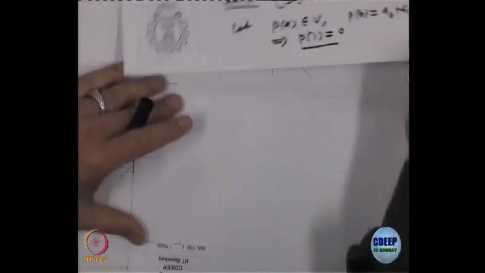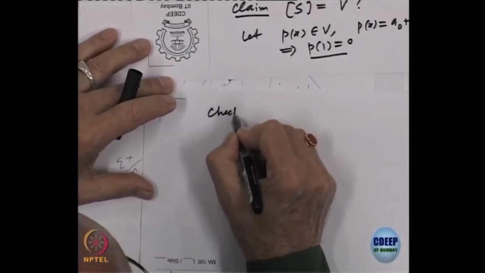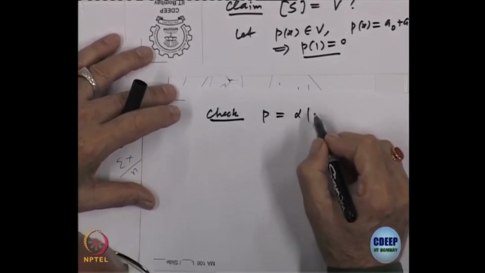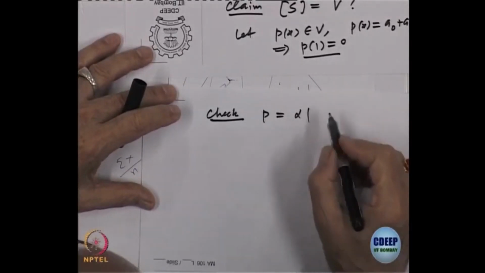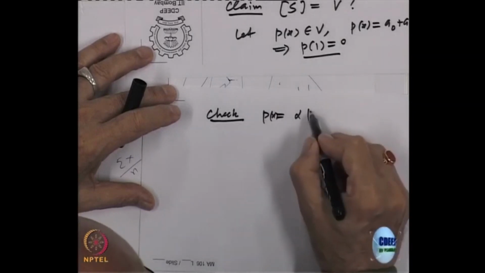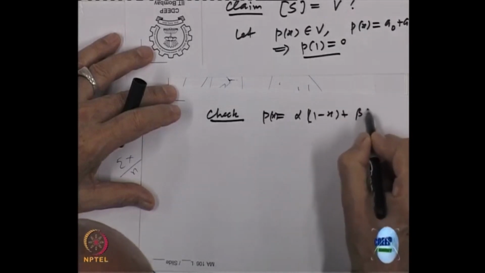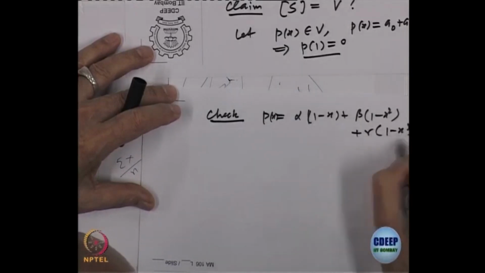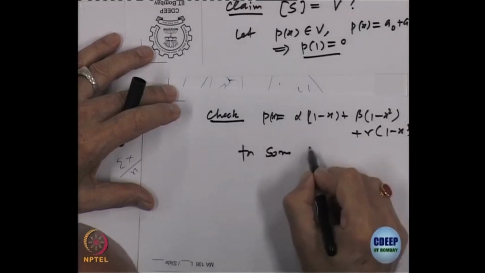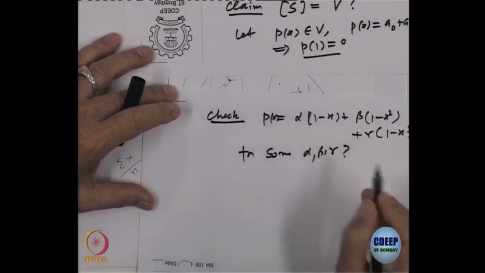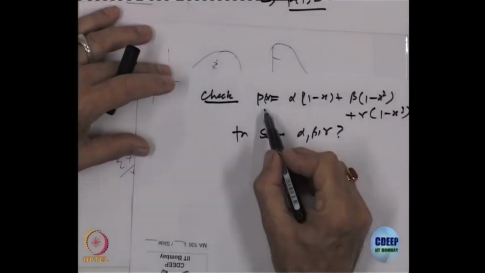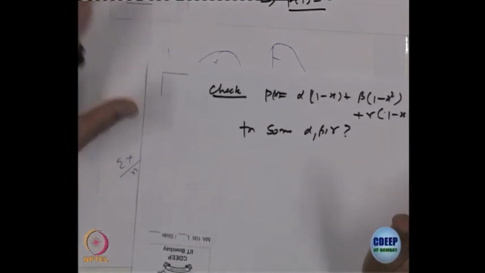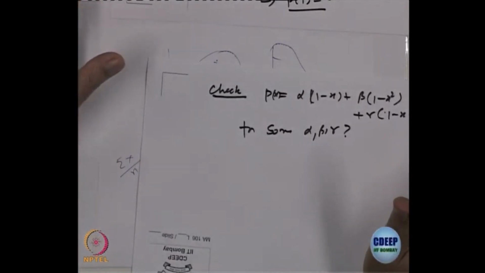I should check P(x) is equal to alpha times (1 minus x) plus beta times (1 minus x) square plus gamma times (1 minus x) cube, for some alpha, beta and gamma. We do not know what they are. Every polynomial in V should be expressed as a linear combination. I have to find, if possible, alpha, beta and gamma.